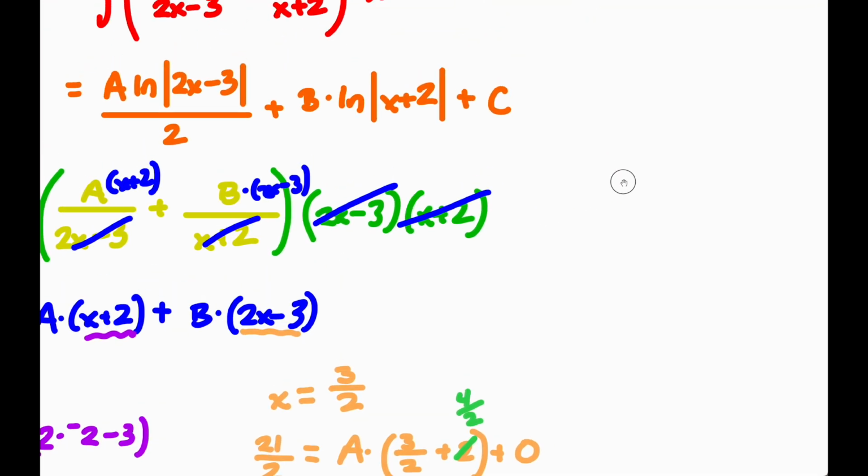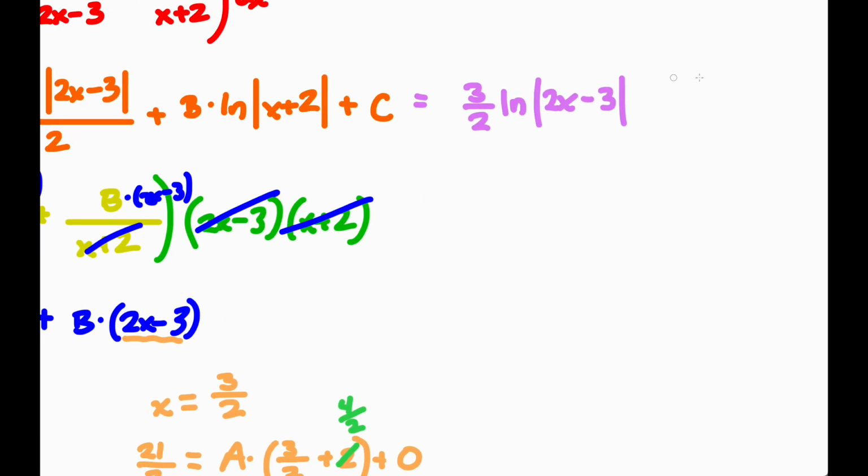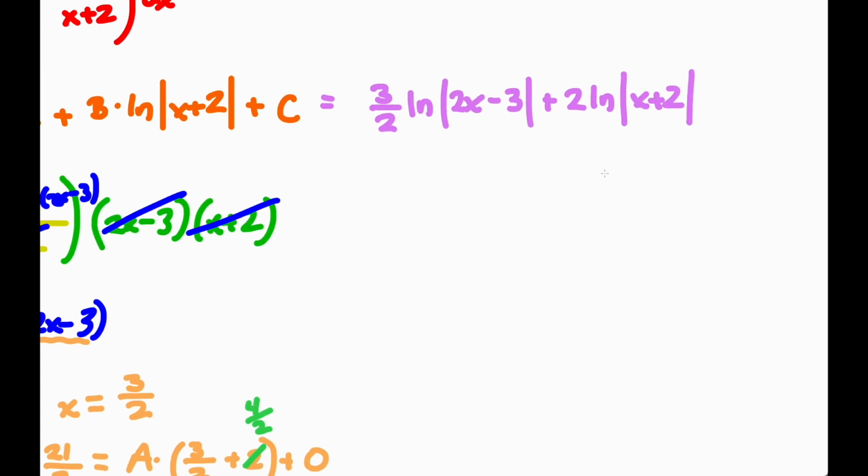We can go back to that orange part right here and finish out this problem now. A was 3, so it's going to be 3 halves ln of 2x minus 3 plus 2 ln of x plus 2 plus c. All right, and that's the answer.